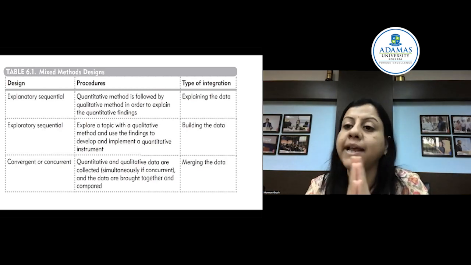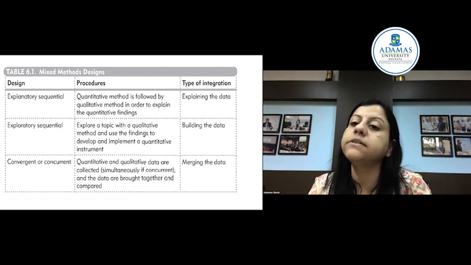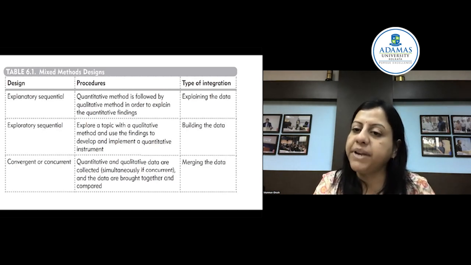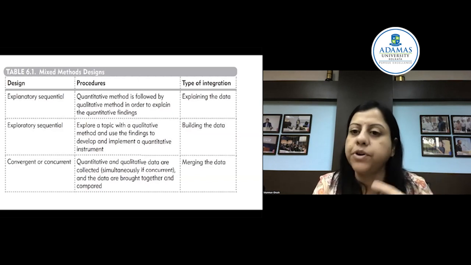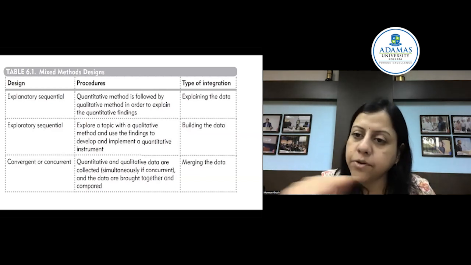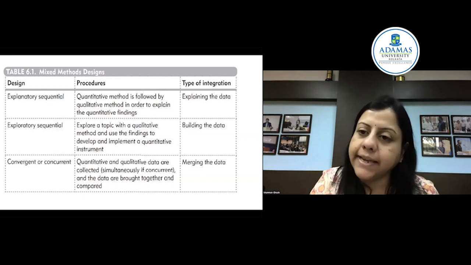Now coming to sequential exploratory, as the term says, exploratory, here the first stage is qualitative. So you create a research question, you do a pre-pilot, you do a pilot study, and then you go ahead and do some FGDs and in-depth interviews. Once you do that, you get the study variables from the exploration of the study. Now you check the study variables and try to create your hypothesis from them.